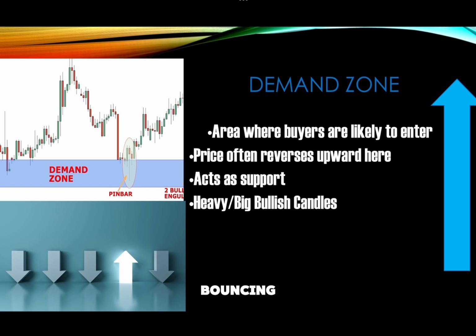Every time you're bouncing on a trampoline, what's going to happen? You bounce down, you're going to come back up. You bounce down, you're going to come back up, right? So anytime price comes and sells off into this zone here, you're going to see a lot of heavy buying pressure. Pretty simple, pretty self-explanatory. Areas where buyers are likely to enter, okay? Price often reverses upward from here.